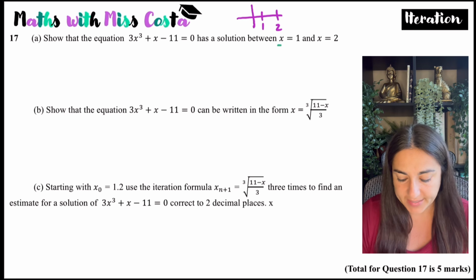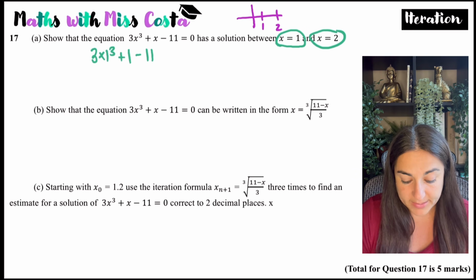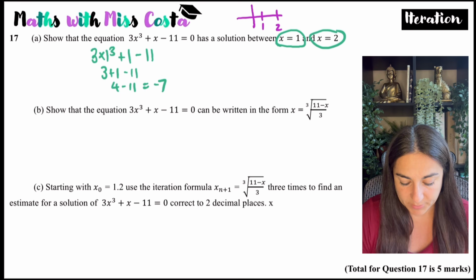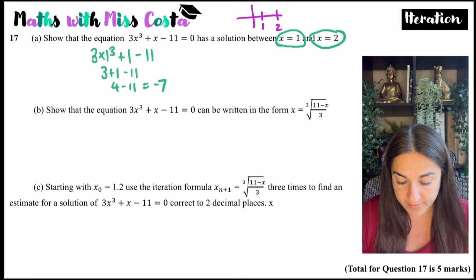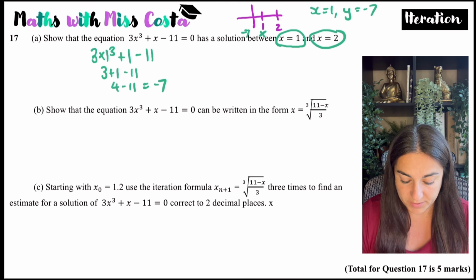The way I do that is I substitute the values they've given me into the equation. So I'm going to do 3 times 1 cubed plus 1 minus 11. So 3 times 1 is 3. So I'm left with 3 plus 1 minus 11. 4 minus 11 is minus 7. So when x is 1, y is minus 7. So that point would be over here.